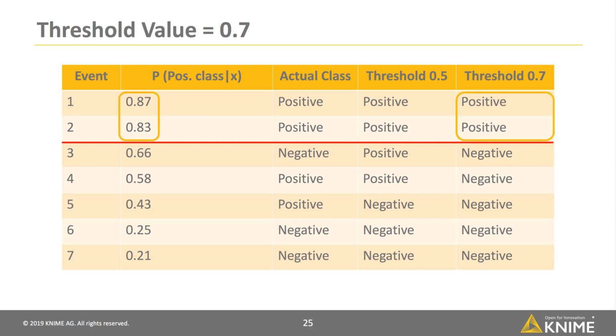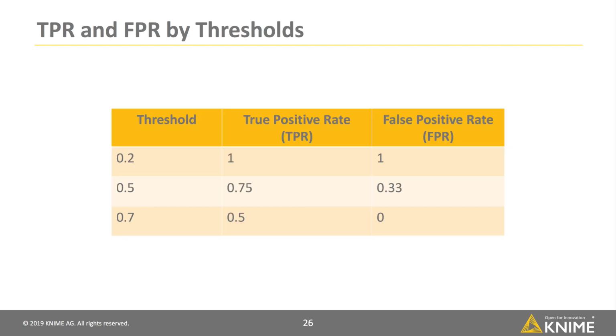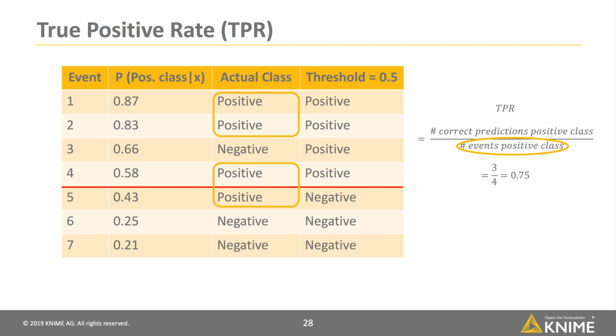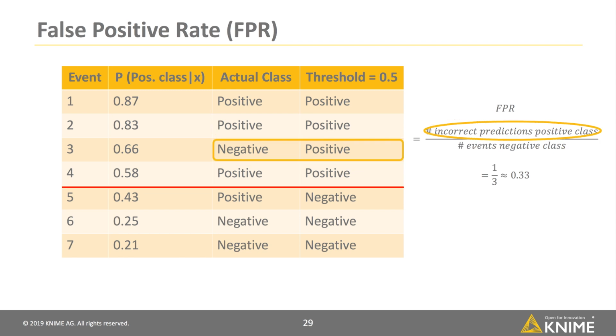Now, only those events will be assigned to the positive class because their probability for the positive class is greater than 0.7. As you can see here, the true positive rate and the false positive rate also change every time we change the value of the threshold. The true positive rate is calculated as the number of correct predictions to the positive class divided by the total number of events in the positive class. The false positive rate is calculated as the number of incorrect predictions to the positive class divided by the total number of events in the negative class.